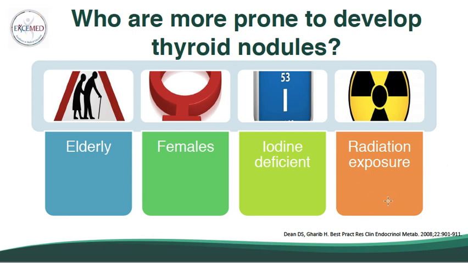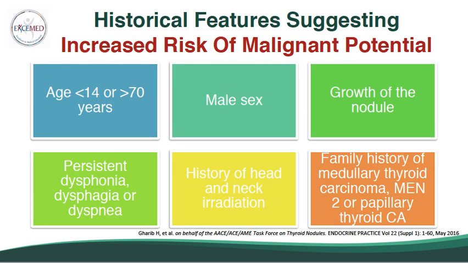So this part of the history is very important also, and will give you a clue whether the patient is high risk or low risk for malignancy. So, what are the things that you should ask in the history that would suggest an increased risk of malignant potential? If the patient is either very young or very old, that puts the patient at increased risk of malignancy. Males also are at increased risk. The fast growth of a nodule is also a risk factor for cancer.